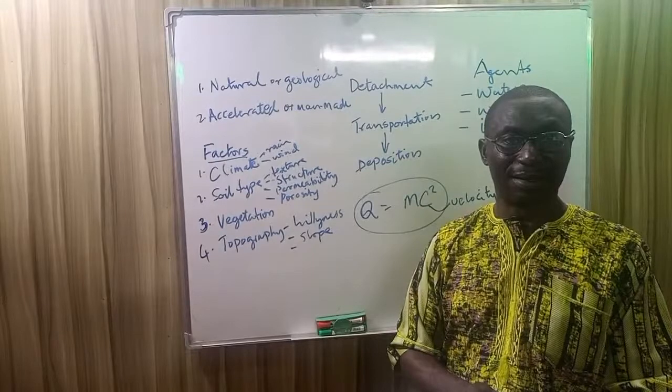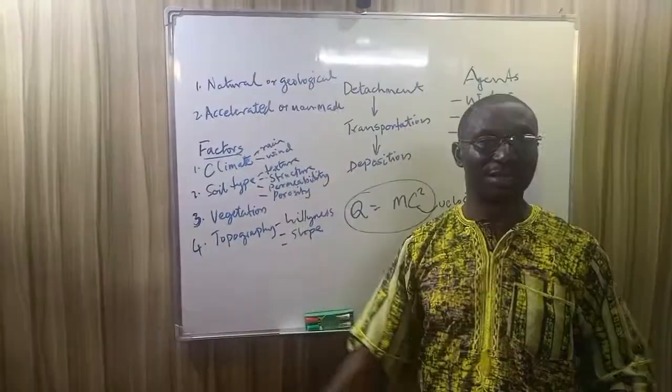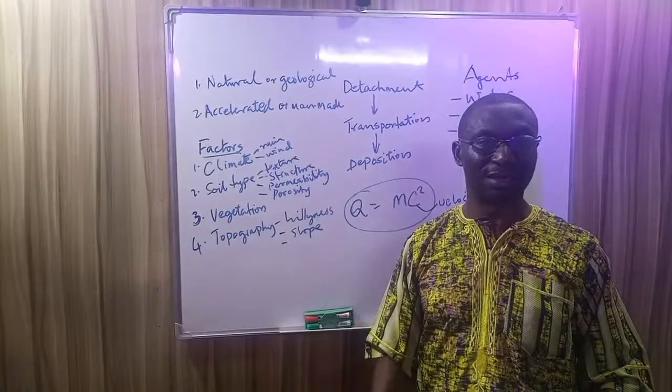And the slope determines the velocity. If the slope is gentle, the velocity will be low. But if the slope is high, the runoff will be high, as will the strength it is moving with. And that determines the quantity of the soil removed.